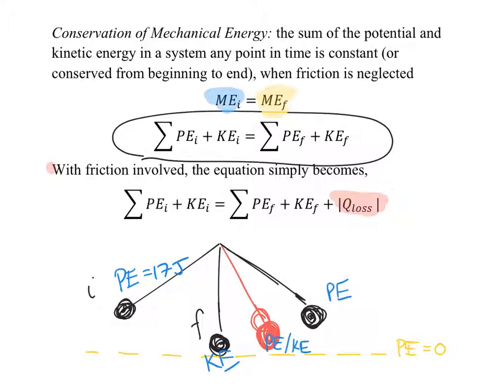No? In kinetic, there's 0 potential at the bottom, yes. But conservation tells me what? It's still 17 total, but it's all kinetic now. It's all kinetic.